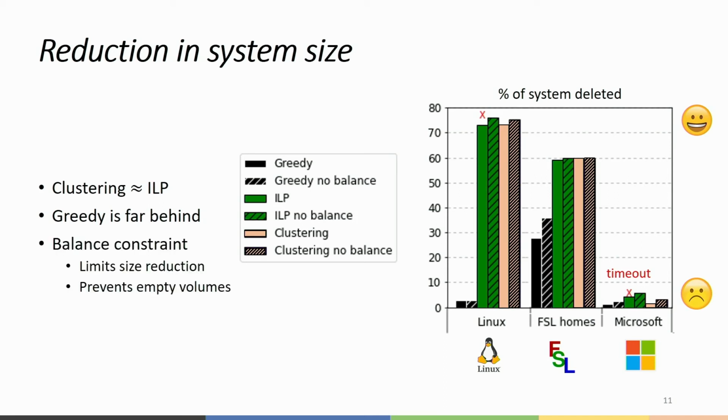Another thing that we see here is that the load balancing constraint prevents us from deleting a larger percentage of the system, in some cases more than in others. And what we don't see here, but you can see the full results in the paper, is that when we remove the load balancing constraint, we end up with either one or several empty volumes or nearly empty volumes, which, like I said originally, defeats the purpose of distributing the storage.